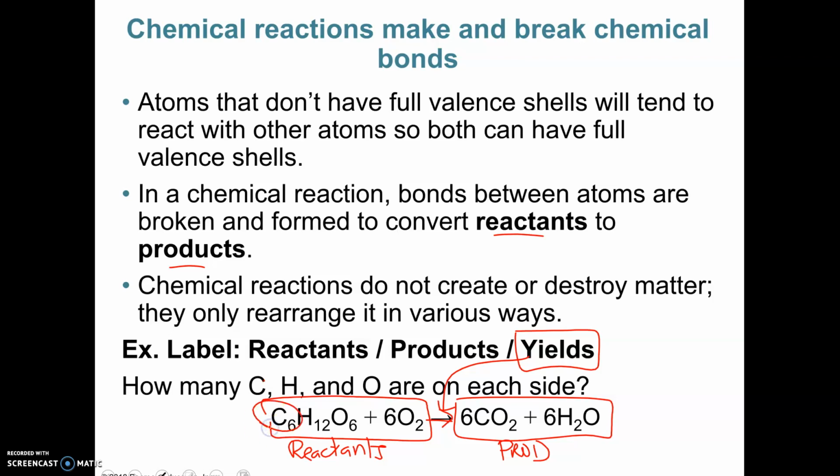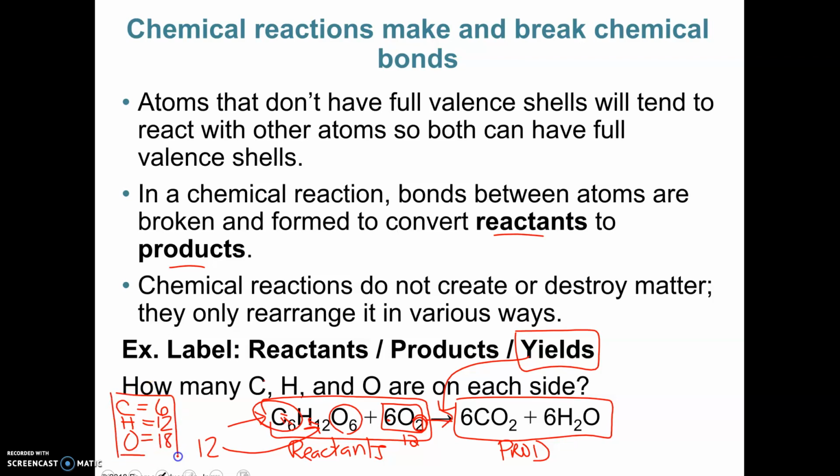So on the left side here, there are 6 carbons. There are 12 hydrogens. Notice these little numbers, these subscripts, go with just the letter in front of them. And then for the oxygens, this 6 in front multiplies by the 2 here. So this would be 12, and this would be 6 more. So there would be 18 oxygens. So carbon would be, going back, 6. Hydrogen would be 12. And oxygen would actually be 18.